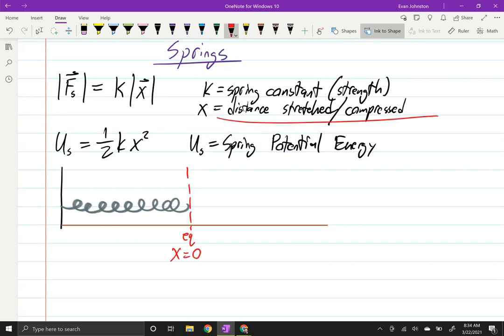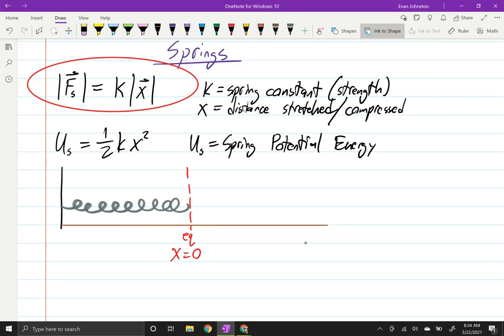The distance it's stretched or compressed, it hasn't been stretched or compressed. So x is 0. If x is 0, that means there is 0 force the spring is applying. There's no force that it's acting with in either direction, right? And also, if x is 0, that means there's no energy stored in it. And so the cool thing is, if you had some box, let's do a blue box right here, no matter what's actually happening, my spring has 0 energy stored in it.